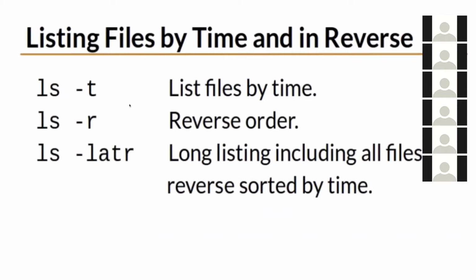So if I wanted to list files by time, it's going to be ls -t. If I wanted to list them in reverse order, it's going to be ls -r. The r stands for reverse. And if I wanted a long listing, the l stands for long listing. Then a stands for I want all the files, even including the hidden files. The t stands for I also want it by time, and the r also stands for reverse. So with the last command, you're pretty much doing everything you want.